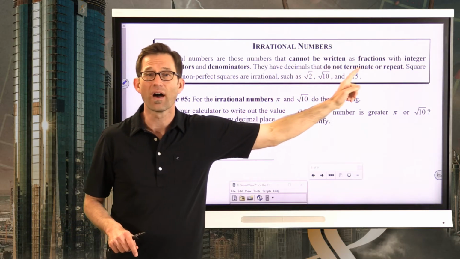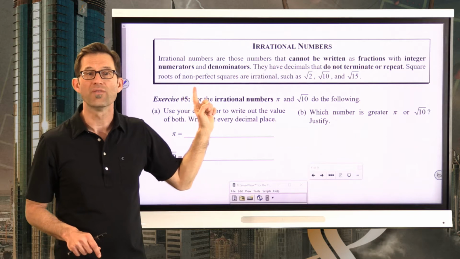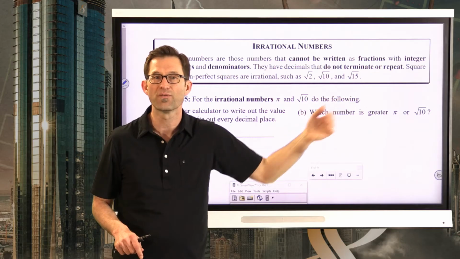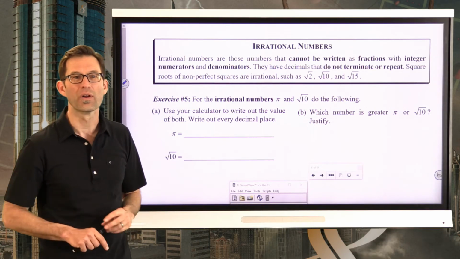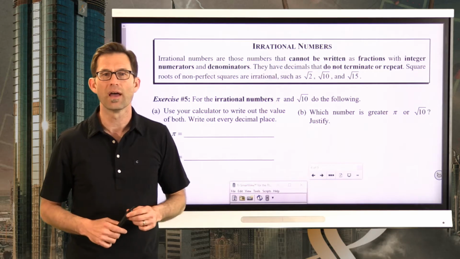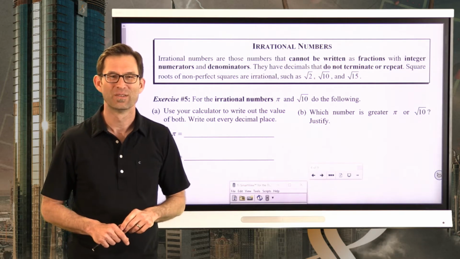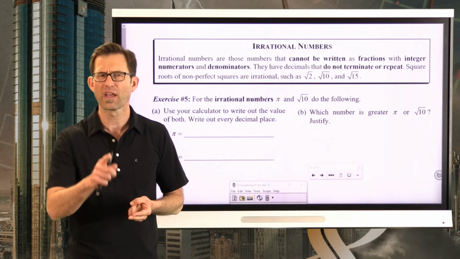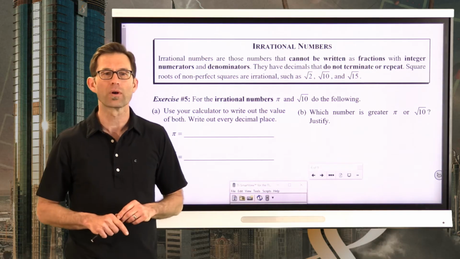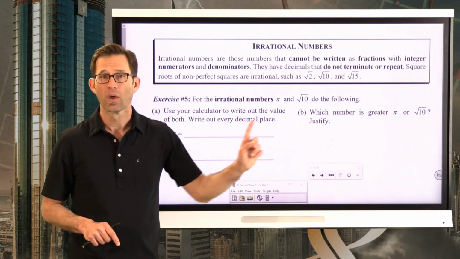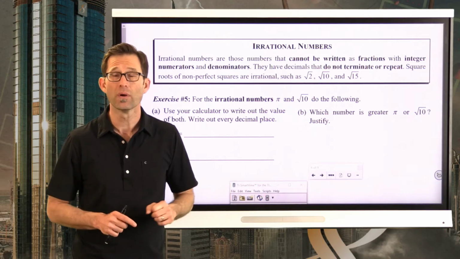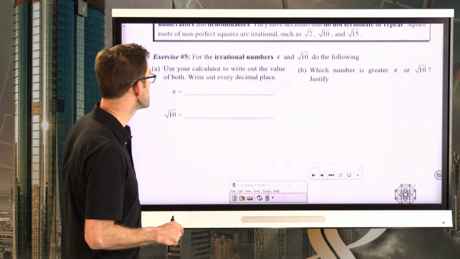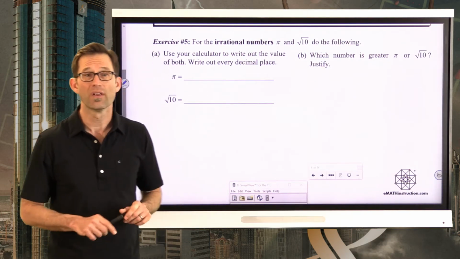They have decimals that do not terminate or repeat. Square roots of non-perfect squares are irrational. So like the square root of 2, the square root of 10, the square root of 15. And you've seen one other irrational number. We just didn't use that term at the time, and that was the number pi, the number that gets wrapped up in calculating both the circumference and the area of a circle. Vaguely remember that from Math 7? Don't worry, we're going to review that eventually in Math 8. But the number pi is an irrational number, and so is the square root of 10, because 10's not a perfect square. So let's take a look at those two irrational numbers.